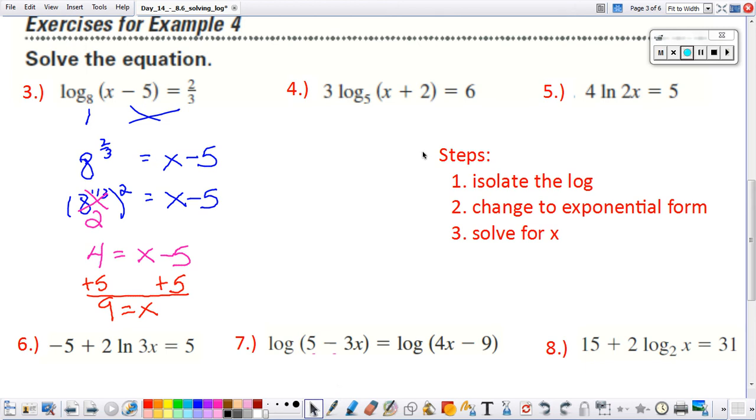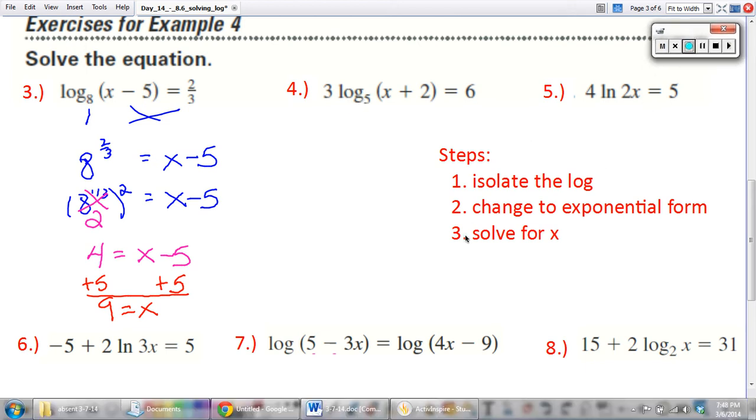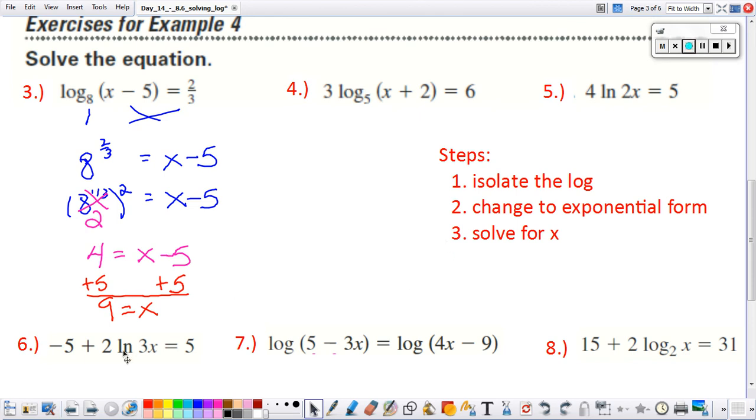Okay, we're going to pause the video here. I want you to try 4 and 5, and then we'll resume and check your work, and then we'll pause it again for you to do 6, 7, and 8.